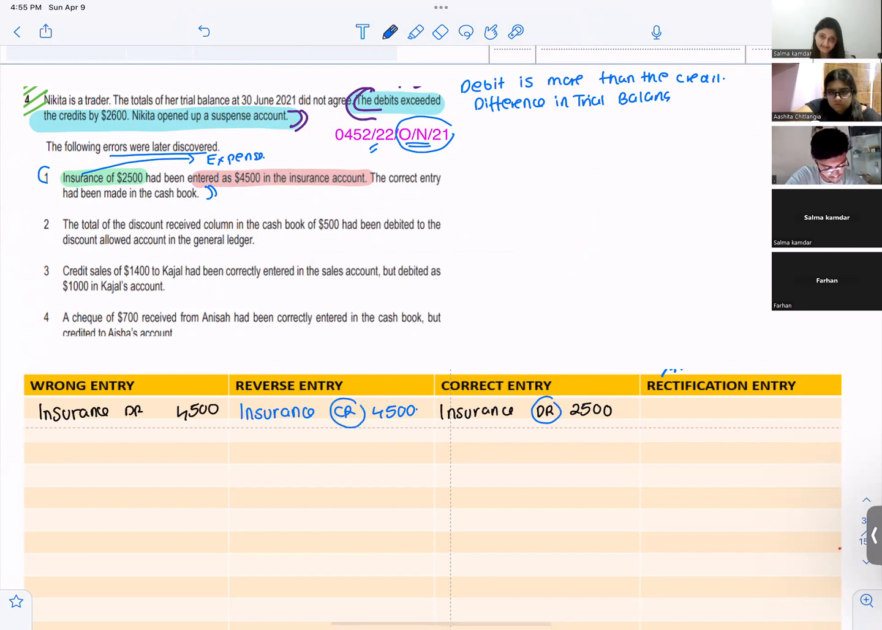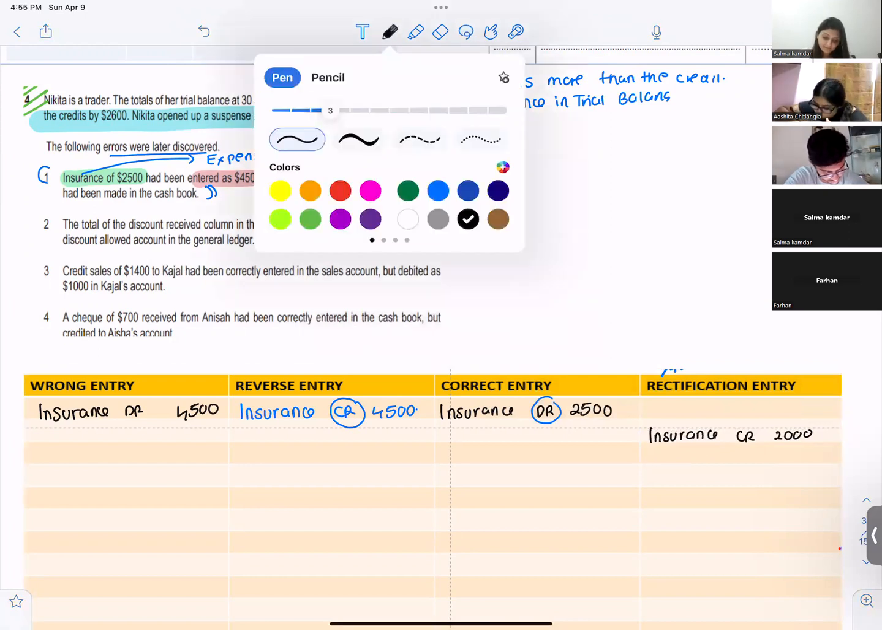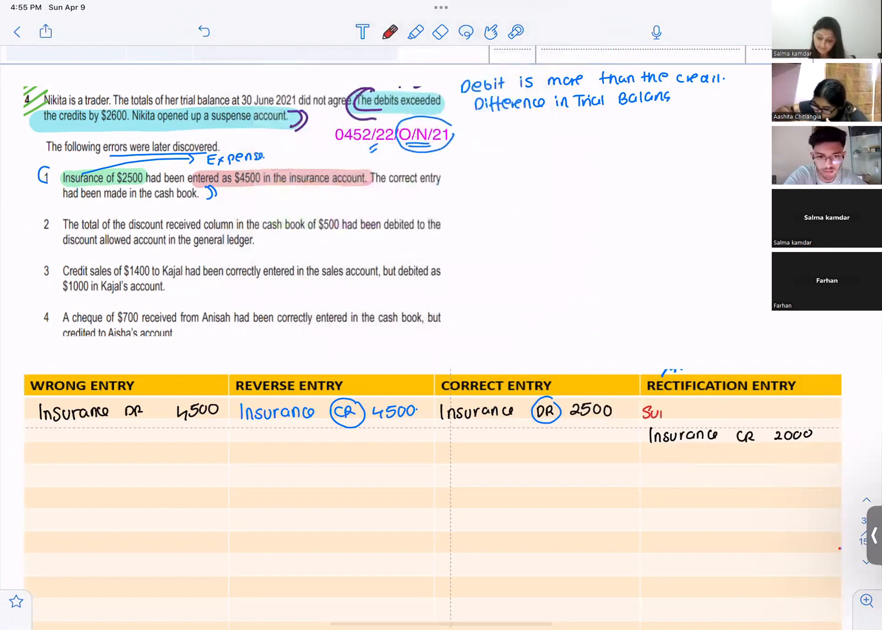Opposites, so you will minus. So it will become insurance, and the higher part is credit. So insurance credit 2,000. And what will be debit? Suspense. Suspense debit 2,000.